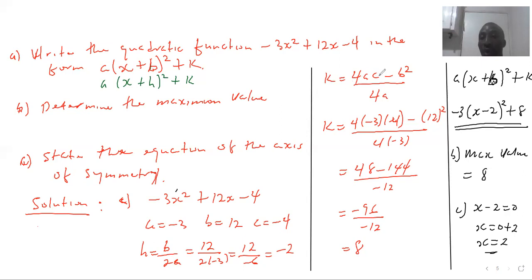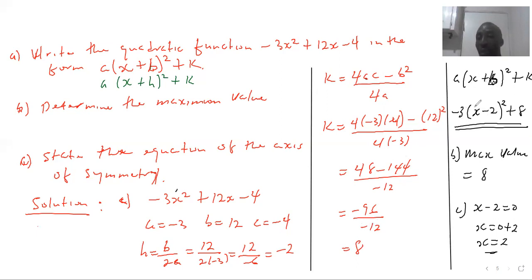The value of k is 4ac minus b squared over 4a. We start using the values of a, c, and b inside this formula here. Wherever we have a, we put negative 3. Wherever we have c, we put negative 4. Wherever b, we put 12. We work it out. We get 48 minus 144 divided by negative 12. So when we work it out here, we get negative 96 over negative 12, which gives you positive 8.